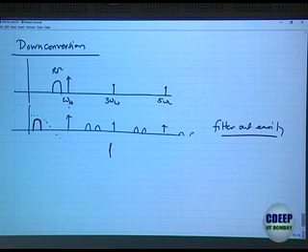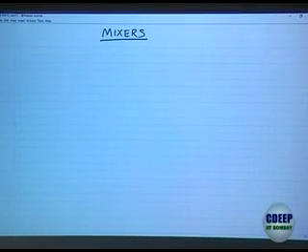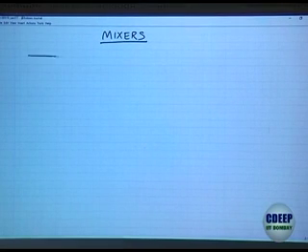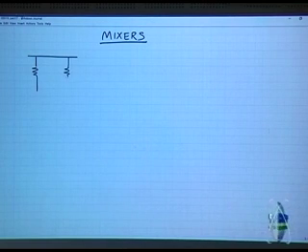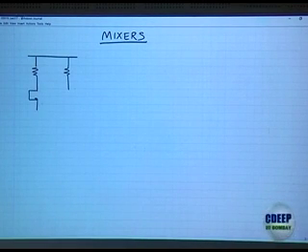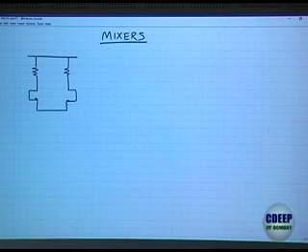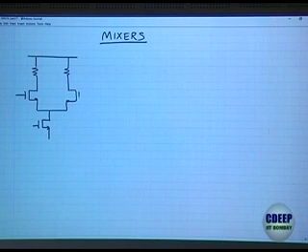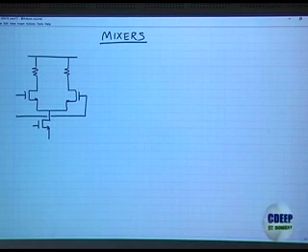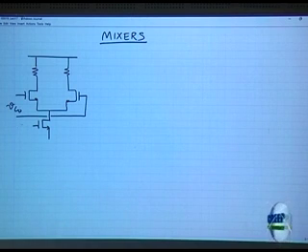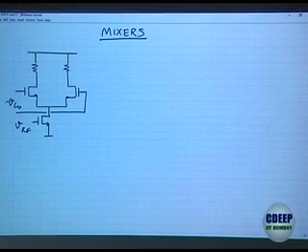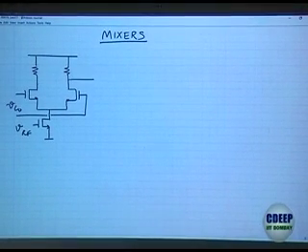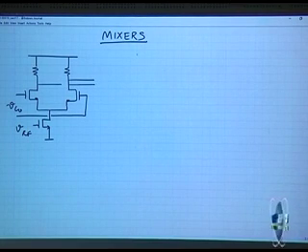Last class I stopped right here because there was an important point I wanted to make. So the same thing I was talking to you about is this single balance mixer, and the point I was trying to make is that even in the case of a down conversion mixer, right?